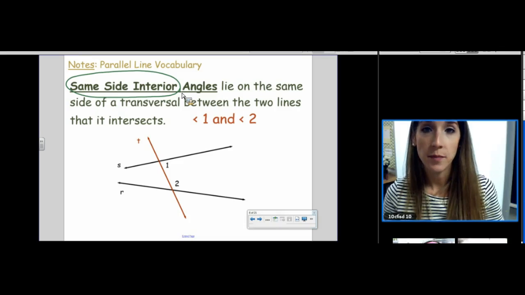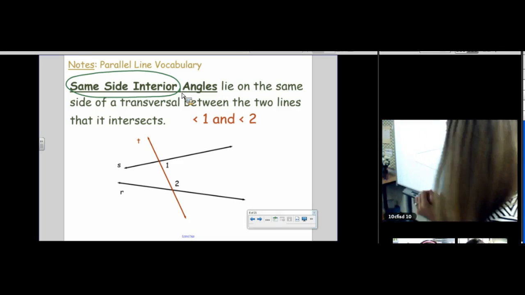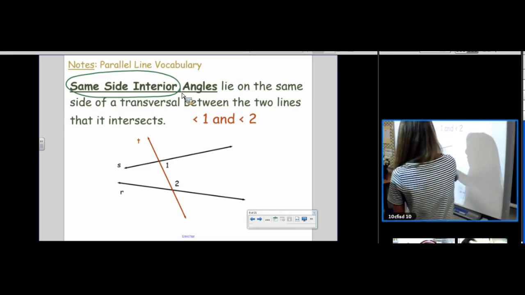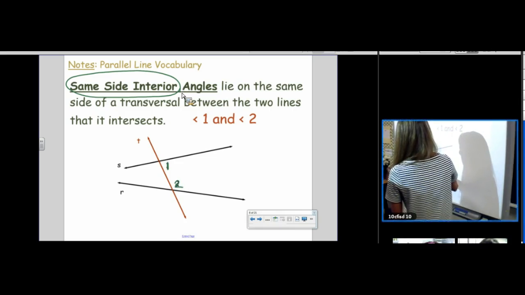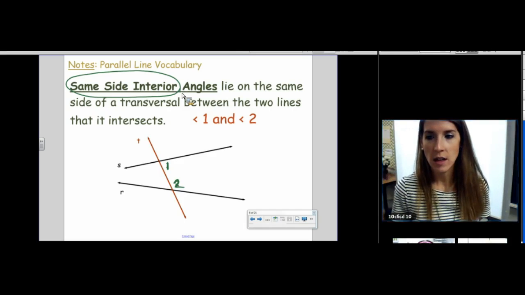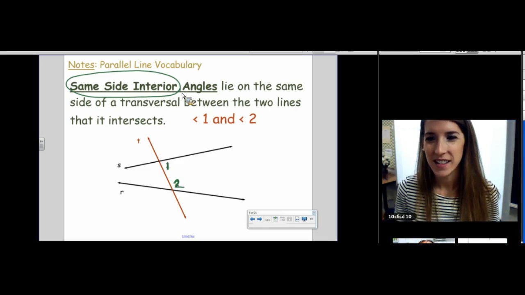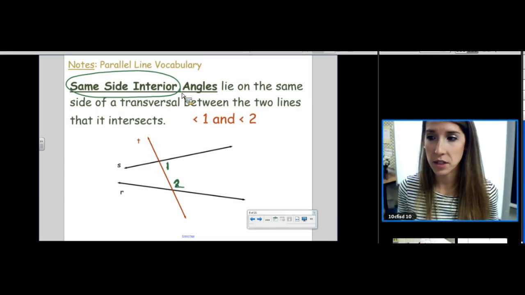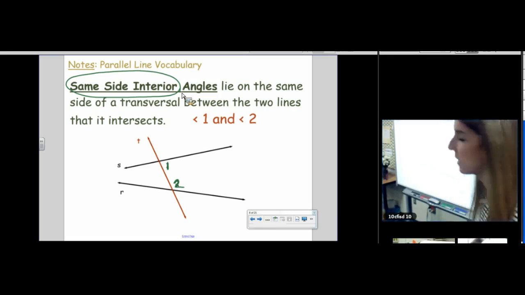Your picture has no angles labeled. So with your color or just with black and white, whatever, I want you to label these angles. Angle 1 and angle 2 are same side interior. It's their position. It's their relationship to each other, really. Okay? So all you're doing is writing the word and then adding those numbers to your picture. Moving on. Next one.